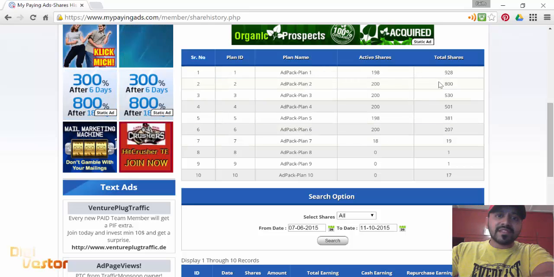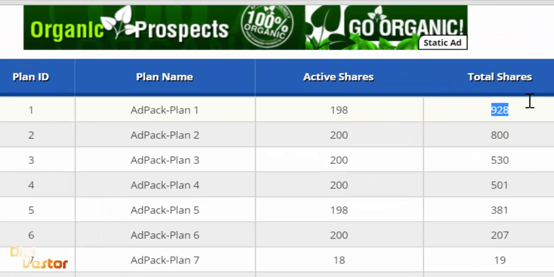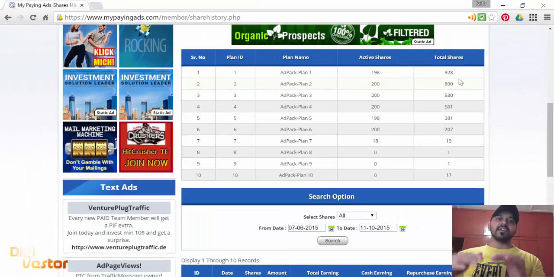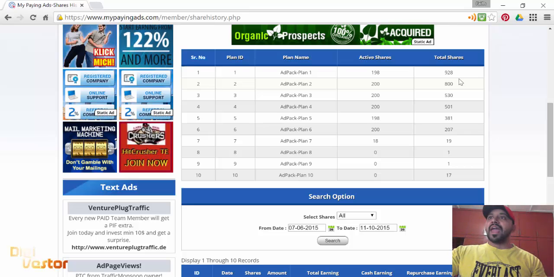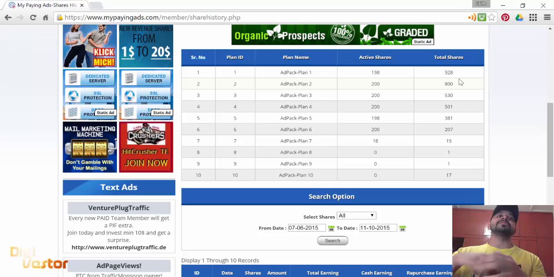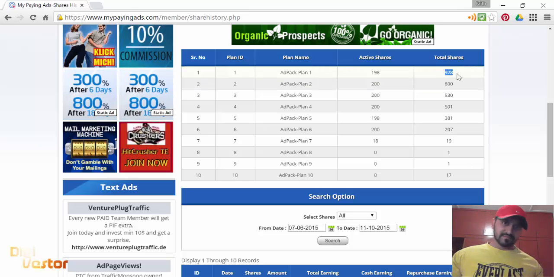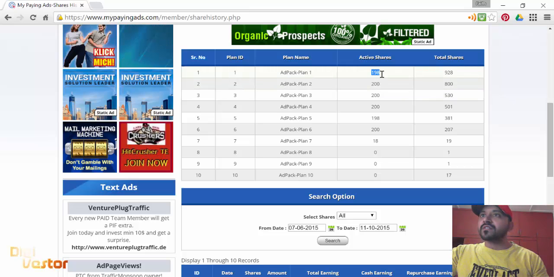Some time ago somebody asked me the difference between active shares and total shares. Why do I have 928 shares in level 1 when I have 198 active shares here? It's very simple. From the beginning of when I joined my paying ads, I started with level 1. So every share that you purchase, whether it's expired or active, goes into your total shares.